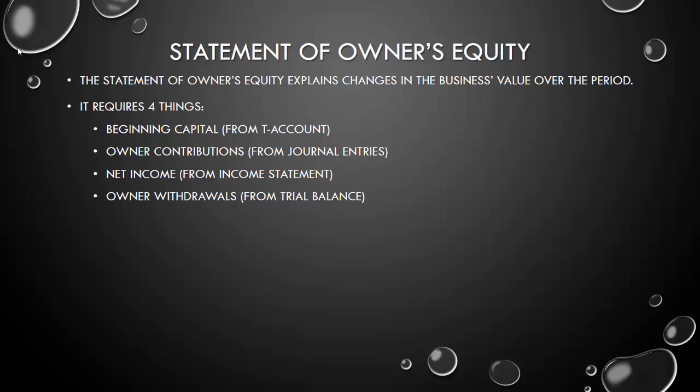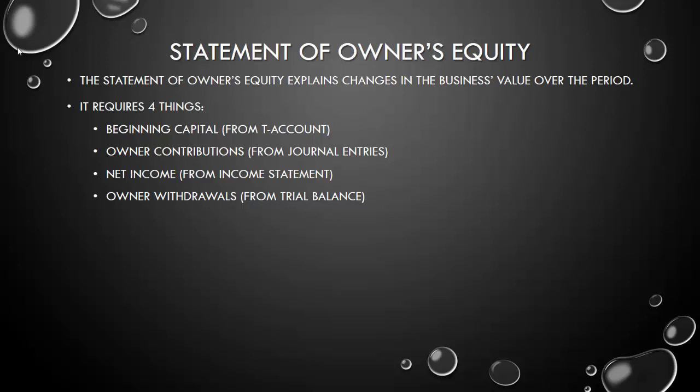So now we get to move on to the statement of owner's equity. And this is probably the hardest one to make because you need to take the numbers from a bunch of different places. Four things you're going to need to have. Beginning capital, and that can come from your T account. At the beginning of the period, you're going to have some kind of capital that you carried over from the previous period, unless it's your first month of operations. So you're going to find that beginning capital balance from the T account.